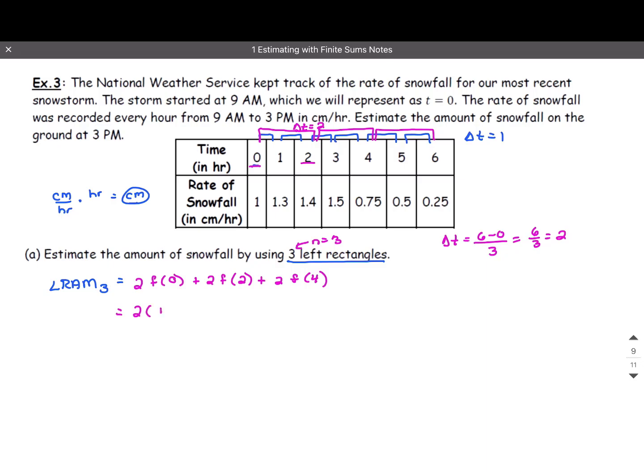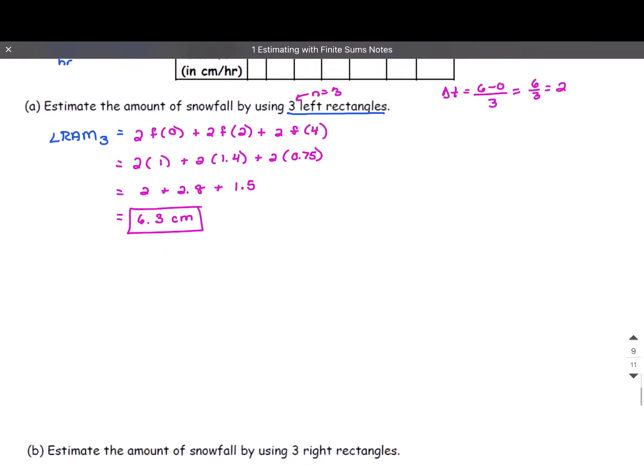F of 0 on the table is 1, plus 2 times f of 2 is 1.4, plus 2 times f of 4 is 0.75. So that's going to give me 2 plus 2.8 plus 1.5. That's 4, 5, 6.3 centimeters. Nice. Okay, there we go.